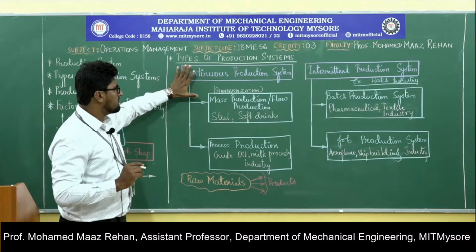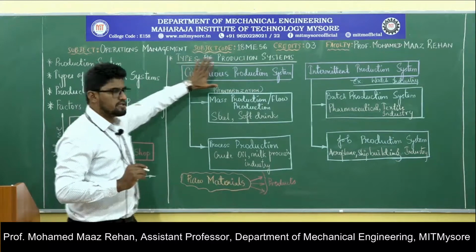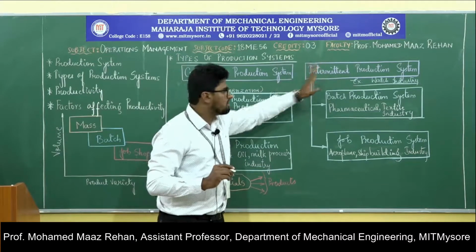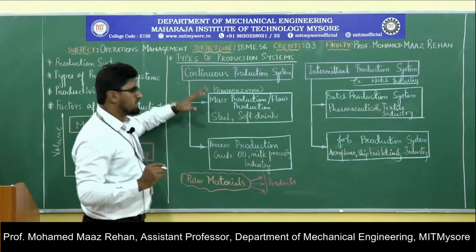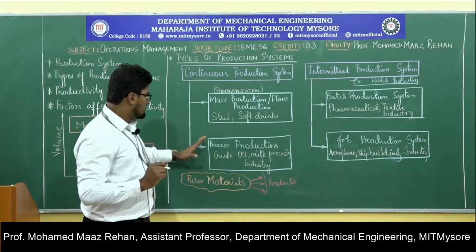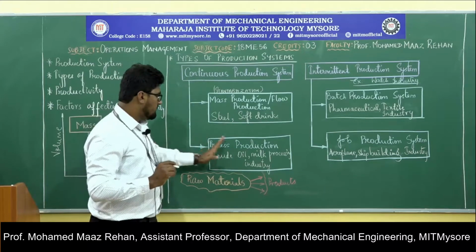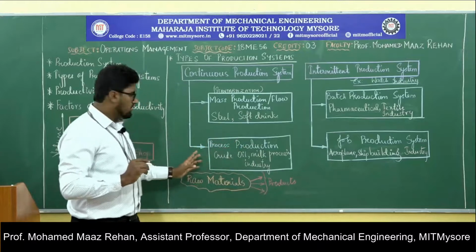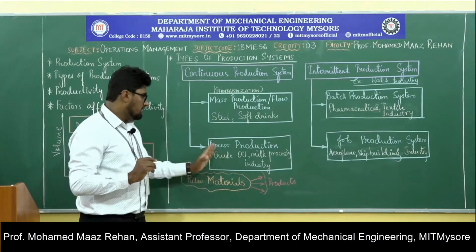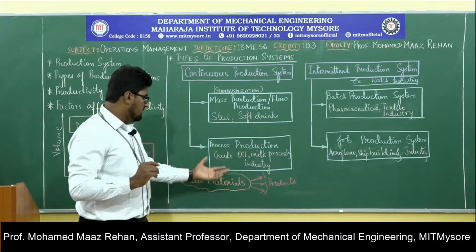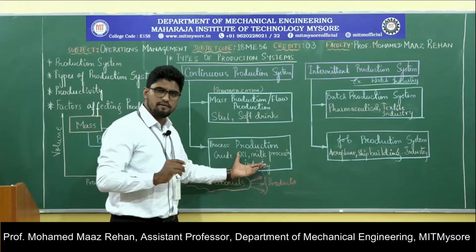If they ask types of production system, we have only two types. One is continuous production system, the other is intermediate production system. Under continuous we have mass production, or we call it flow production. Under this continuous production system, we have process production system. Here in process production system, we need to understand the output of one process is the input to the other. Say one more example in case of a garment factory.